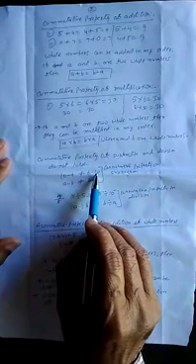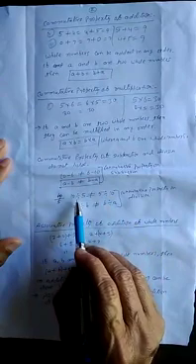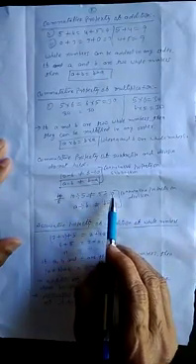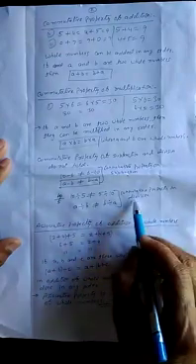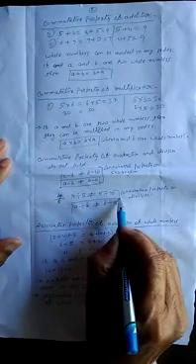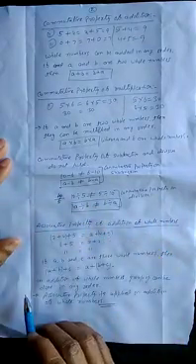Here we say 10 minus 6 is not equal to 6 minus 10. Commutative property of subtraction does not hold good. a minus b is not equal to b minus a. For division also, 10 divided by 5 is not equal to 5 divided by 10. Commutative property of division does not hold good. a divided by b is not equal to b divided by a.